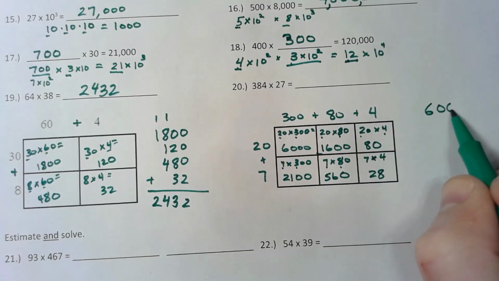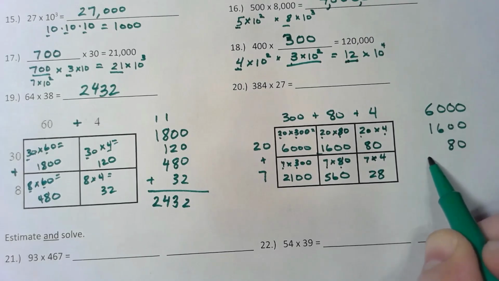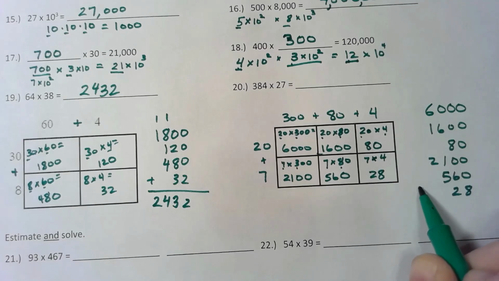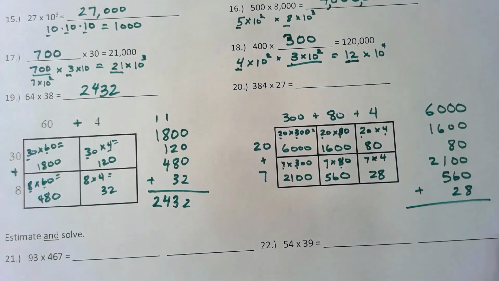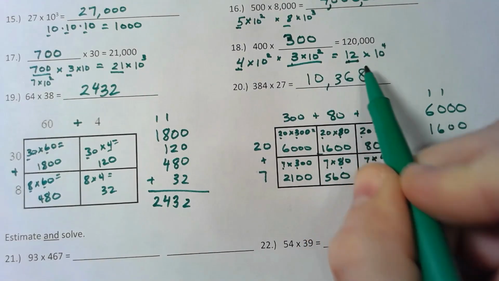And lastly, let's add up our partial products, being careful to line up place values. You can do these in any order that you want, but I went ahead and just did them across and then down. 8 and nothing is 8. 8 and 2 is 10, and 6 is 16. 6, 7, 8 plus 5 is 13. 6, 7, 8, 9, 10. So we have an answer of 10,368.